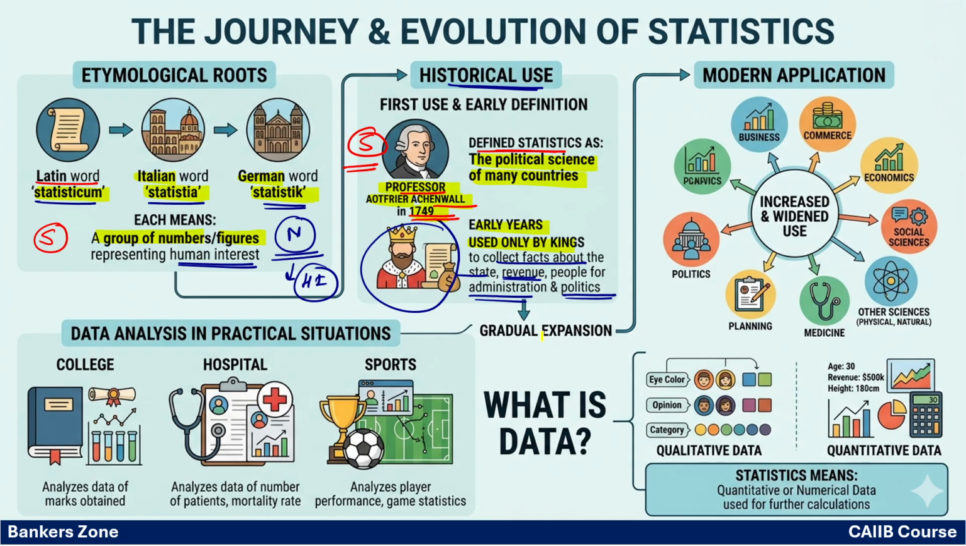Now slowly there was a gradual expansion in the use of statistics. It was used mainly in colleges, hospitals and sports. In colleges, for example, to analyze the marks obtained by students. In hospitals, the data about the number of patients and the mortality rate. In sports, to know the game statistics, right? So this is how the use of statistics gradually increased.